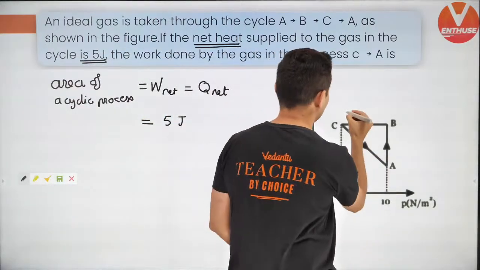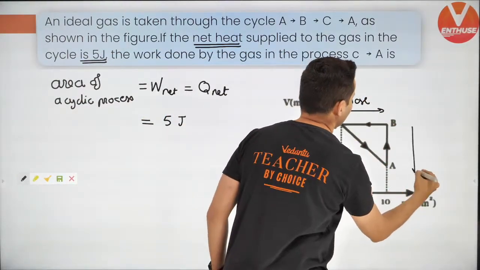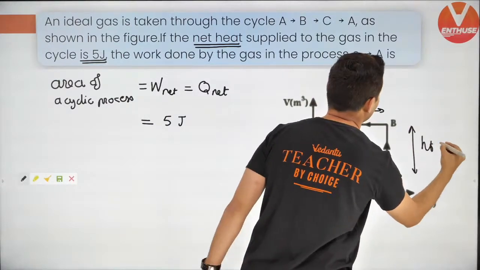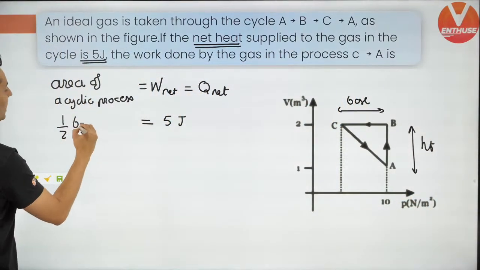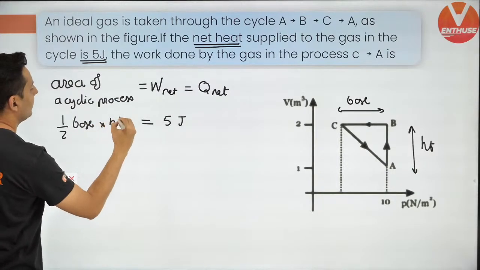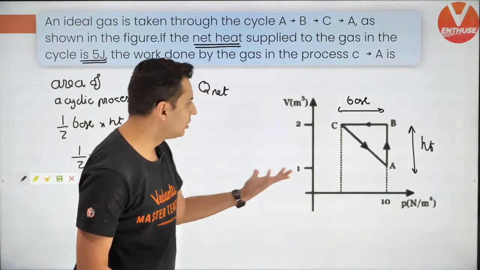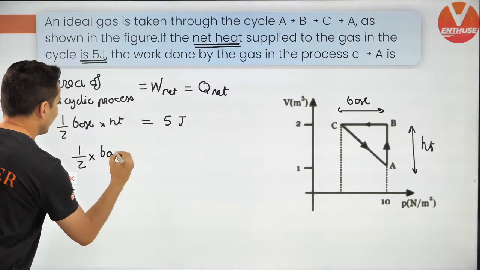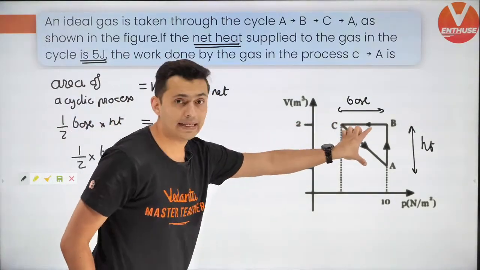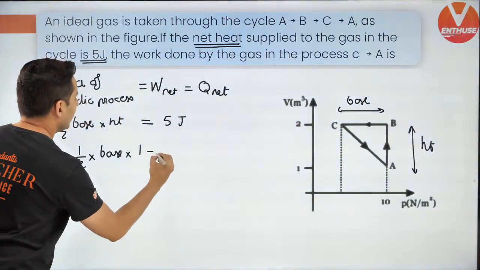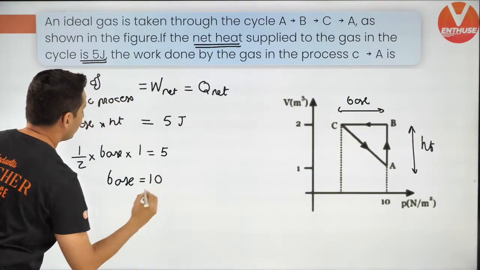And what is the area? Well, I can do this. This is, let's say, the base, and let's say this is the height of the triangle. So it will be half base multiplied by that height. And what is the base? Well, I don't know. In fact, that's what I need to figure out. And what is the height? Height is 2 minus 1. That's 1. And the area is 5. So obviously the base is going to be 10 units.